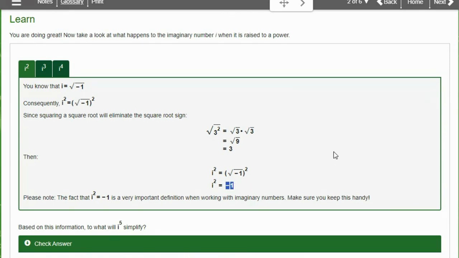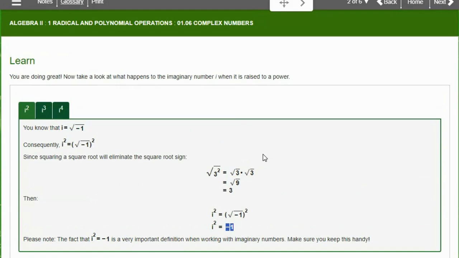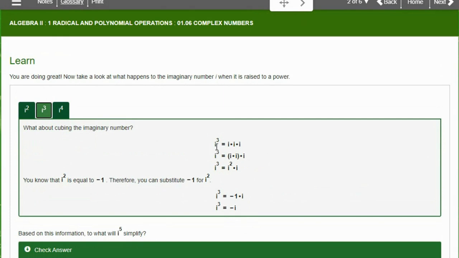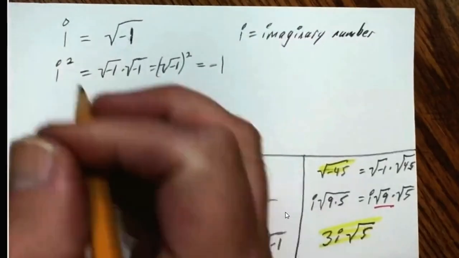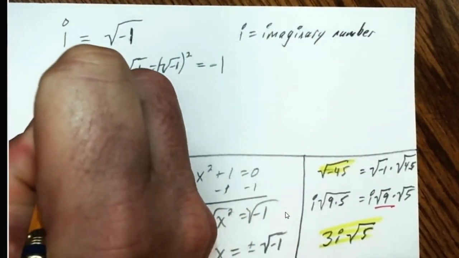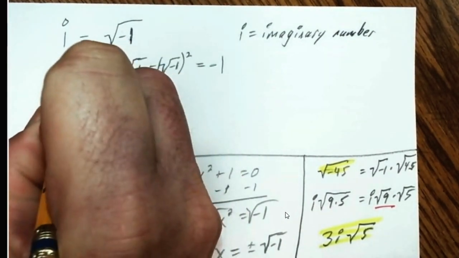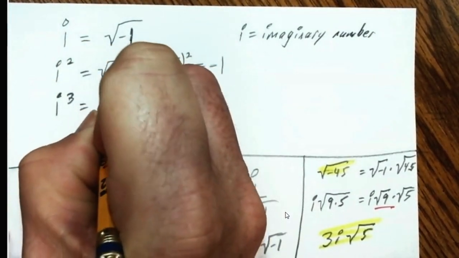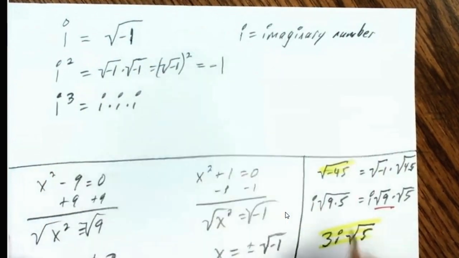And we will use this a lot because we want to get to where we can get rid of the imaginary part. So i squared is a real number. With that, let's look at i to the third. i to the third is i times i times i. Let's put that in our notes, because it's good to have this information in our notes because we will use this all the time. i to the third equals i times i times i.